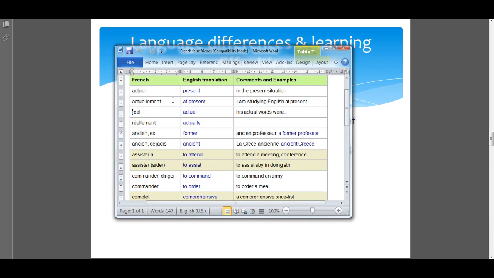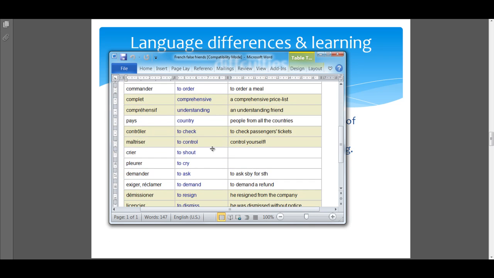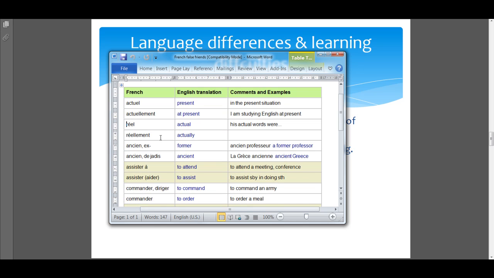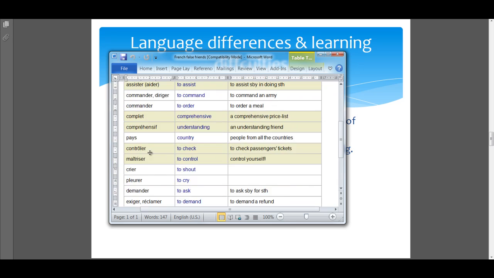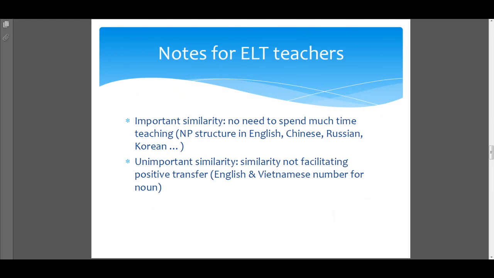Now, language similarities, like the case of the approximative system that we discussed previously, and I'm showing the list of false friends in French here for you, can be the real source of trouble. Okay, let me say this again. These are important points for language teachers.